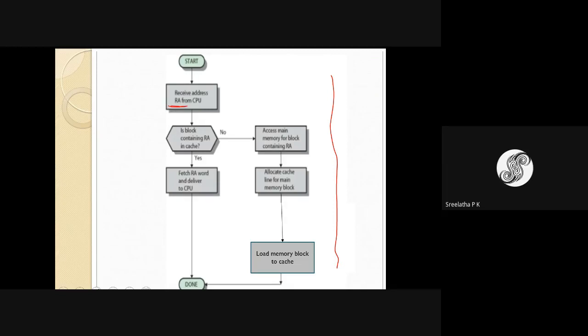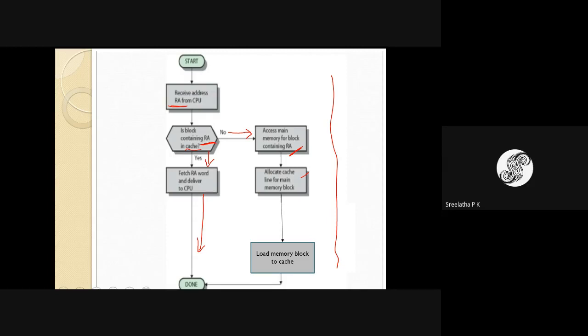Okay, so check whether the block containing the instruction at address array is present in cache memory. If yes, fetch the data from the address array and give it to the processor. If the data is not present in cache, access main memory for finding the address array, and allocate a cache block where the main memory content can be copied.